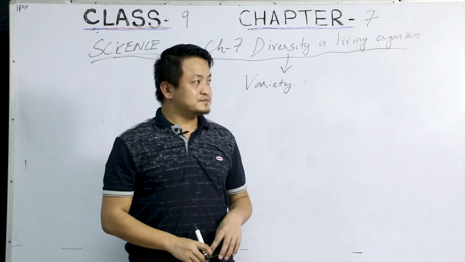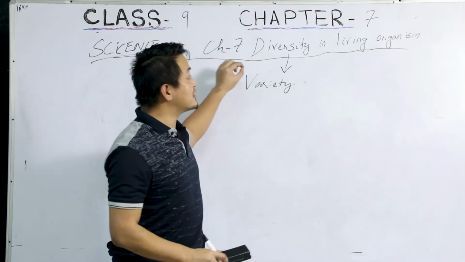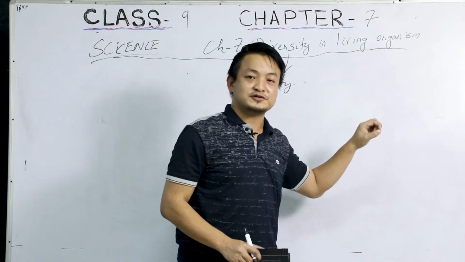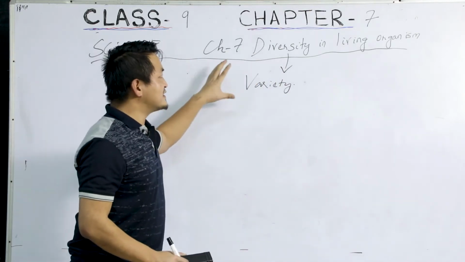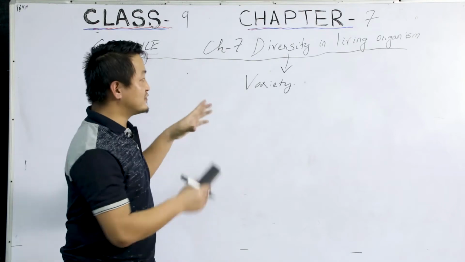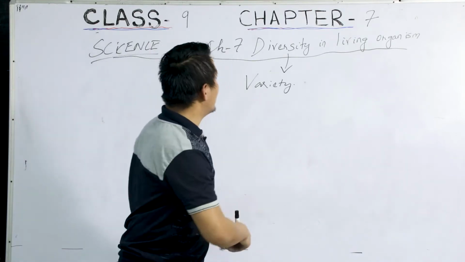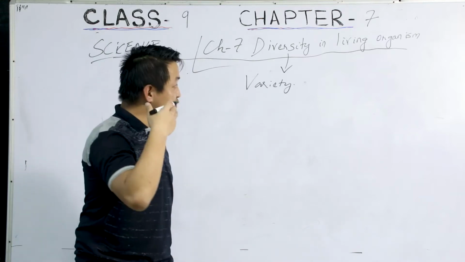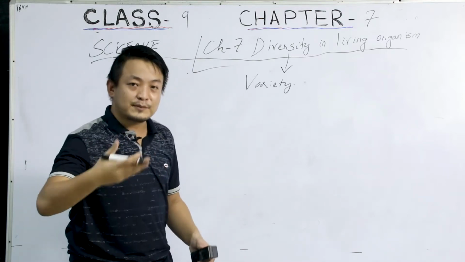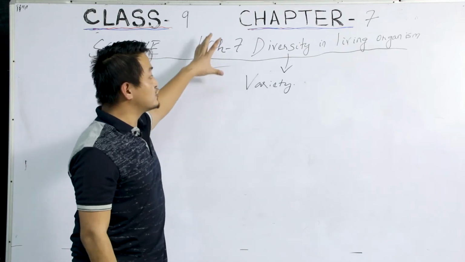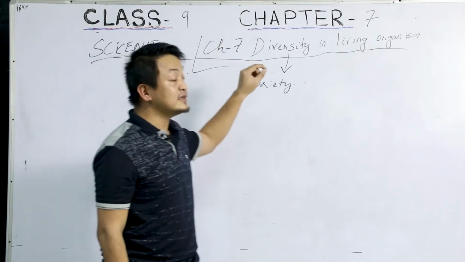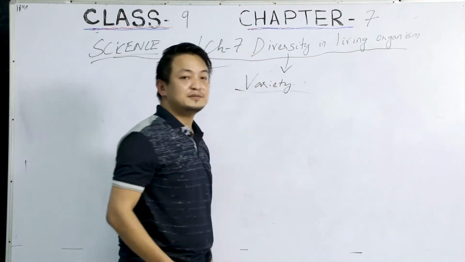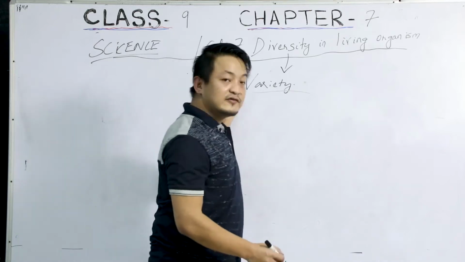So if there was no classification, there would be lots of confusion, right? So there is a classification of these living organisms. And altogether, we are going to study this classification into groups, and then from groups into subgroups, and then all this together we will study in this diversity in living organisms. So the chapter itself says variety. Diversity means variety in living organisms.